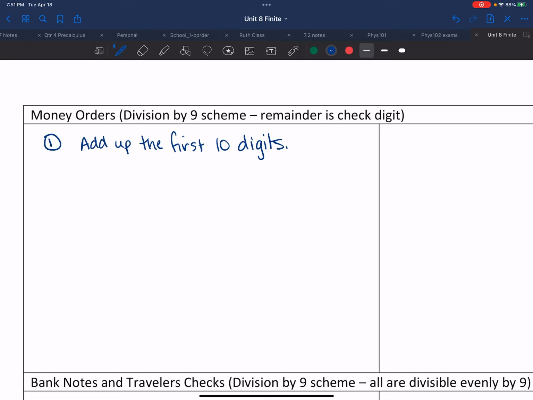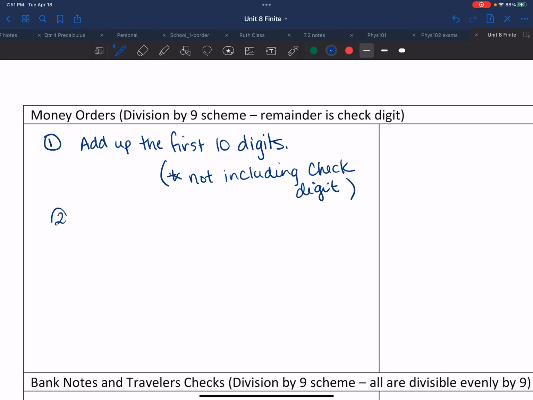If you happen to have a number that has a check digit at the very end, you want to make sure you add up everything, not including the check digit. I'm just going to put a little note here, not including the check digit. That check digit is just to see, is this a valid number or not?